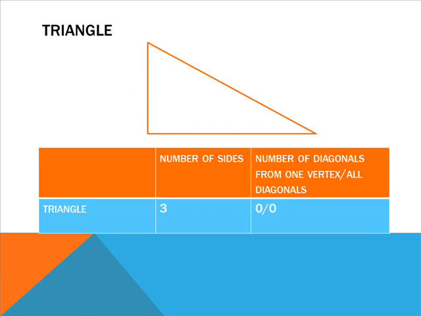A triangle has three sides. As you can see from the drawing, the total number of diagonals from one vertex is 0. The total number of diagonals is also 0. In other words, a triangle has no diagonals.